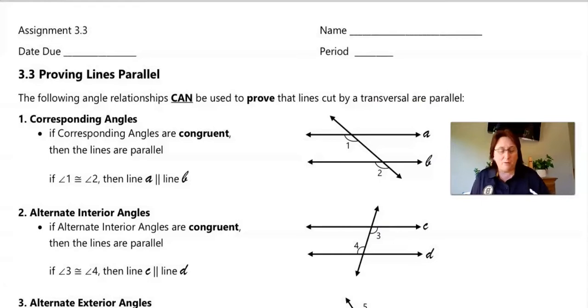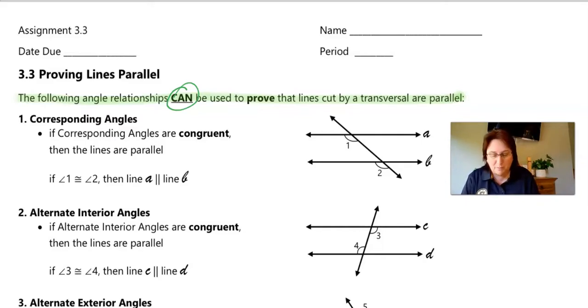Notice right up here, it says these following angle relationships can be used to prove that lines cut by a transversal are parallel. So these can be used. Corresponding angles: if our corresponding angles are congruent, then the lines are parallel. Wait a minute, didn't that work the same way? If I told you that you have a set of parallel lines, then corresponding angles are congruent. Well, if they're congruent, then the lines are parallel.